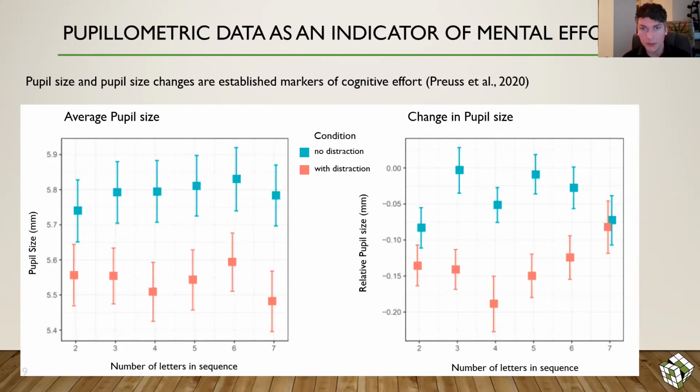While the number of presented letters seems to have no effect on pupil size, it is in fact dependent on the presence of a distraction task. Pupil size in general is significantly smaller during tasks with auditory distraction. The right graph shows pupil size change relative to its size at the beginning of the trial. As before, an effect of sequence length is unclear and proved to be statistically insignificant. However, pupil size tends to decrease more strongly during distraction tasks.